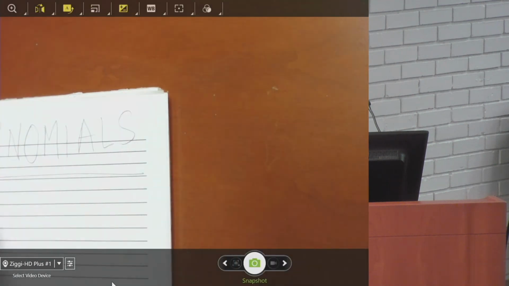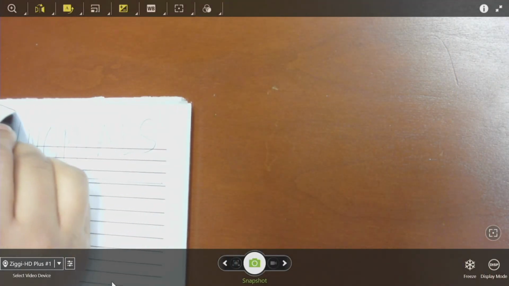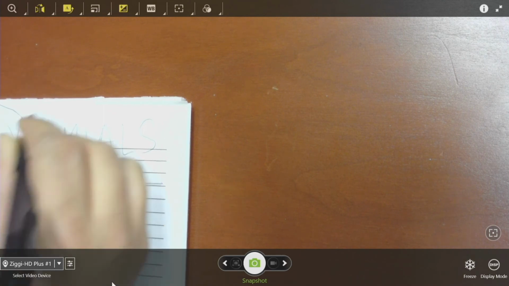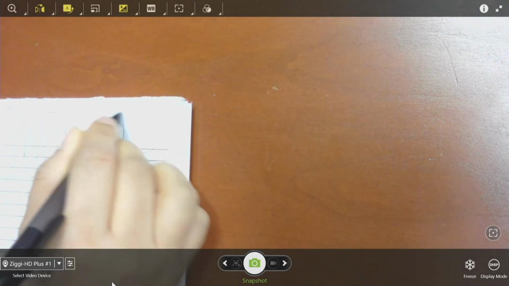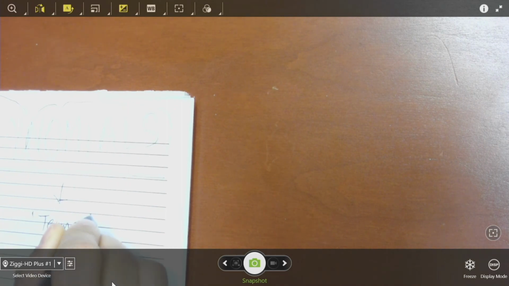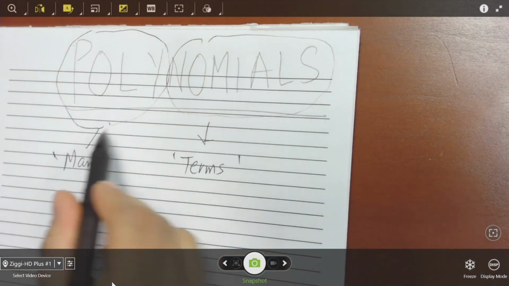Today we will be discussing polynomials. So what is a polynomial basically? The word poly means many, and the word nomial means terms. So we would be discussing many terms. That's what polynomial means.